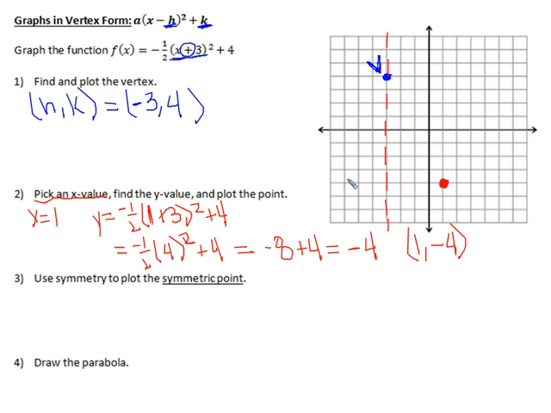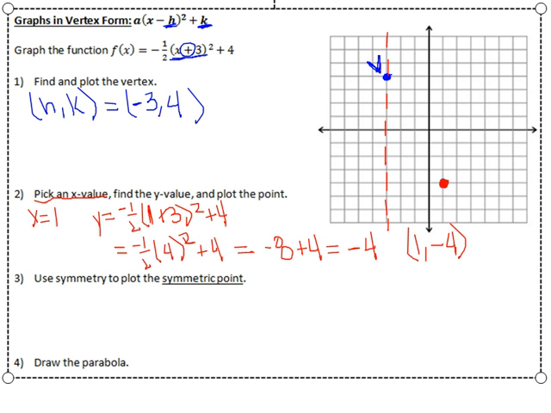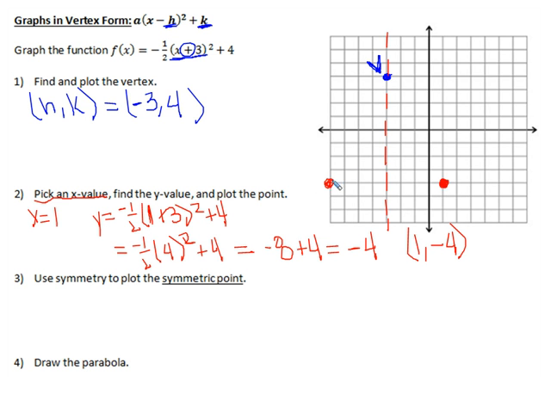So 1, 2, 3, 4, somewhere right there. Oh, where'd my pen go? Somewhere right there. Alright, and notice how if I were to maybe fold my graph along this dotted line right here, the point I originally plotted would kind of match up or land on top of this other one. Okay, we would say that's the mirror point.